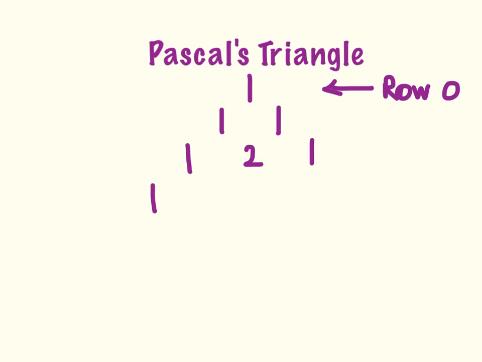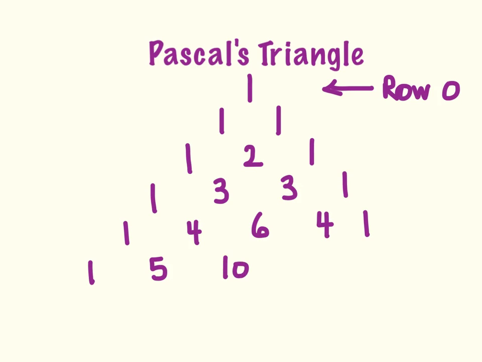The next row, the next row, this would be called row 3. So we have row 1, 2, no, row 0, 1, 2, 3, 4, 5.